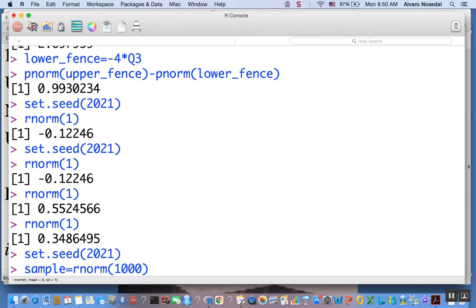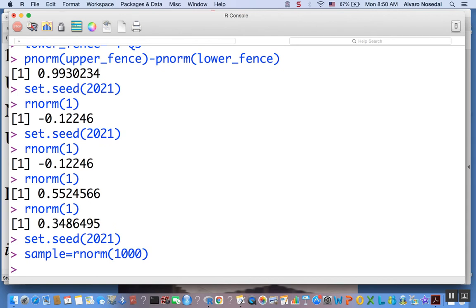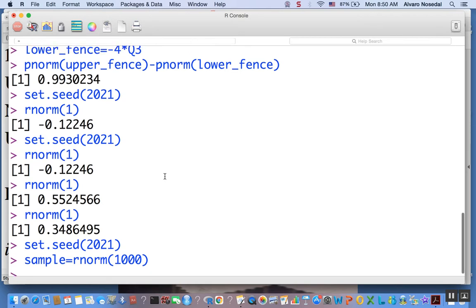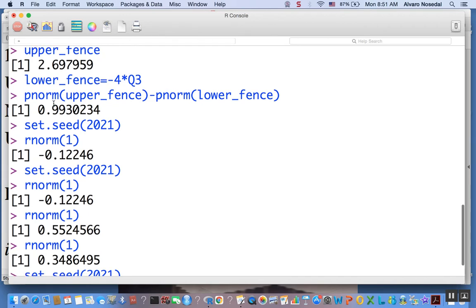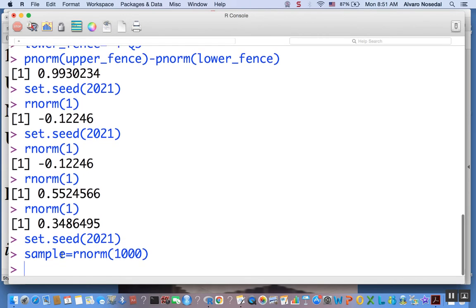Okay, and what I would like to do is test drive that rule that we talked about. Now for this sample, I would like to count the number of observations that are between the upper fence and the lower fence.